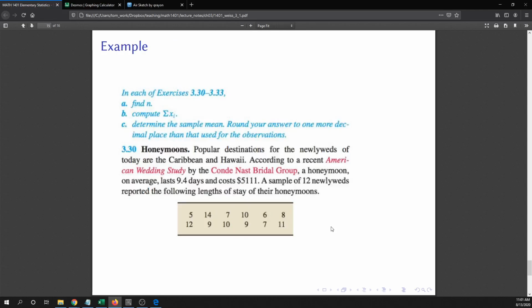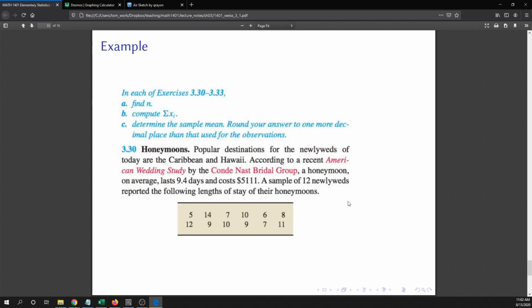All right, so let's run through this example. This is example 330 from our book. It says popular destinations for the newlyweds of today are the Caribbean and Hawaii, according to a recent American wedding study by the Condé Nast Bridal Group. A honeymoon on average lasts 9.4 days and costs $5,111. A sample of 12 newlyweds reported the following lengths of stay of their honeymoons.